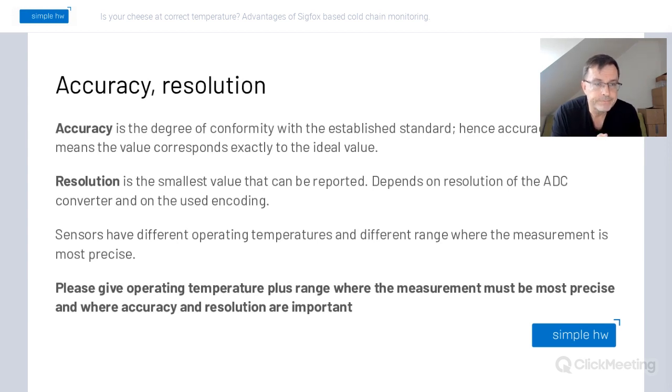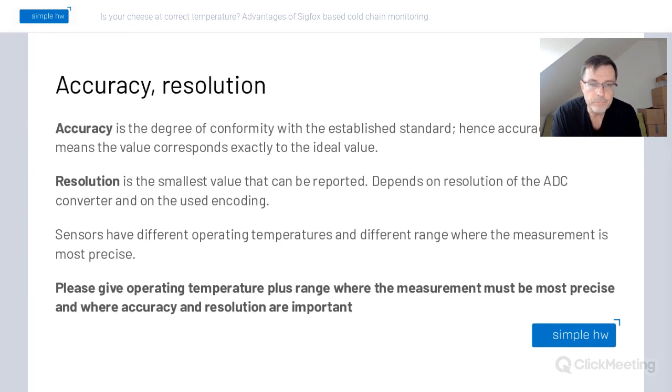What is important to understand is that the sensors have different accuracies at different temperature ranges. It's not that they are accurate the same way from minus 55 degrees Celsius to 120 degrees Celsius. The accuracy differs. Mostly the accuracy is most precise around 25 degrees Celsius, but it can be shifted. It depends on your use case. The sub-zero temperatures tend to have accuracy of around 1 degree Celsius. So generally speaking, the lower you go, the precision will be lower.